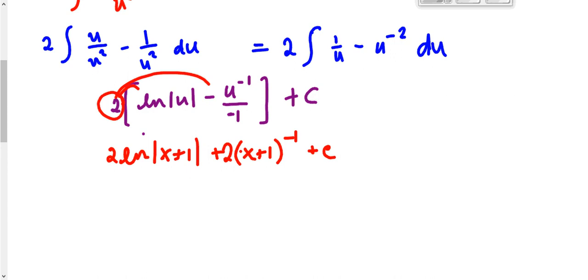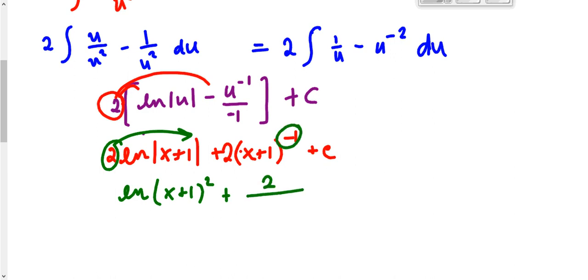So this is fine as an answer, or you could simplify this and the squared could move. So we could have the ln, squared is always positive, so we can drop our absolute values. And we can write this as plus 2 over, because this is a negative 1 exponent, x plus 1 can move to the bottom, plus c. Either one of these answers is acceptable as a final answer. One of them is just more simplified than the other.